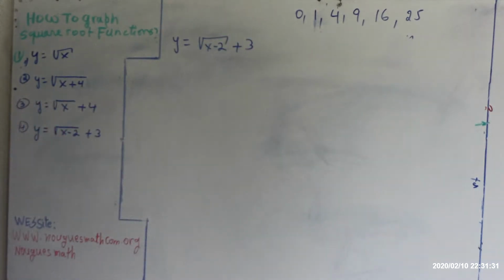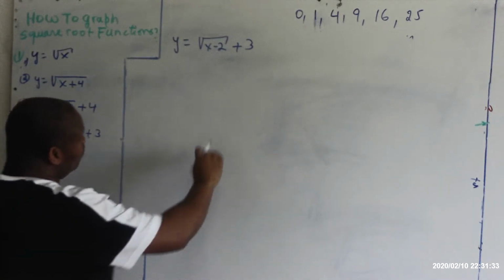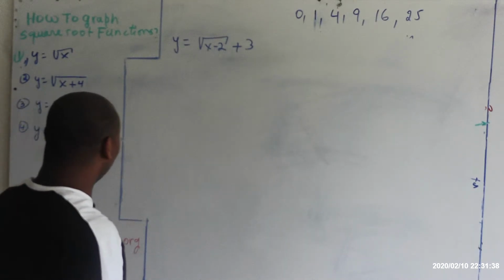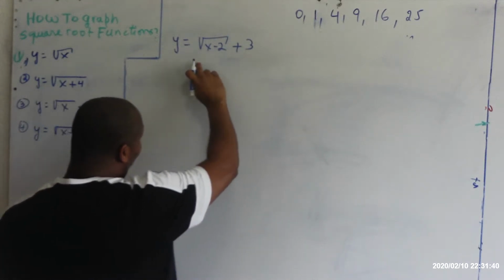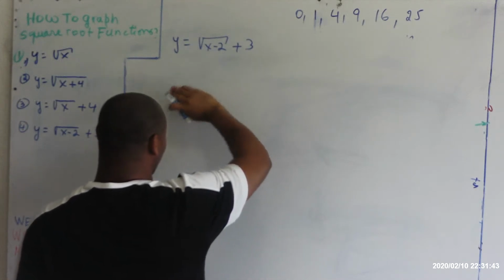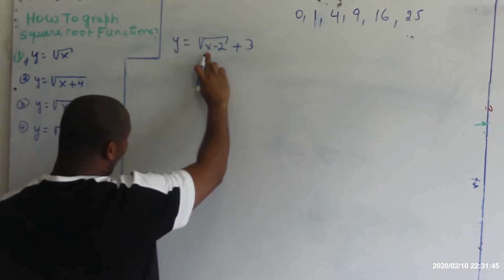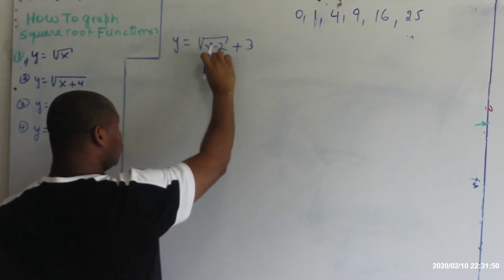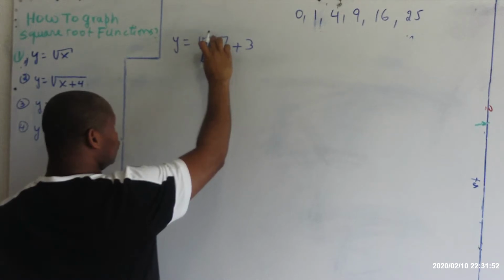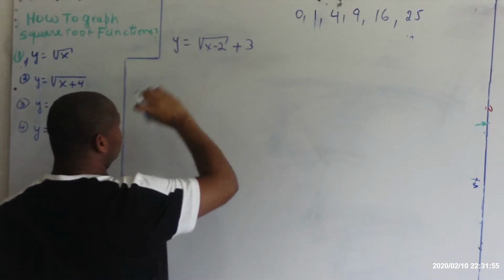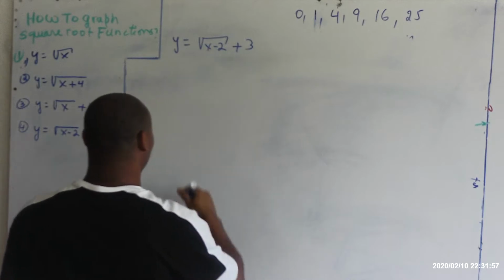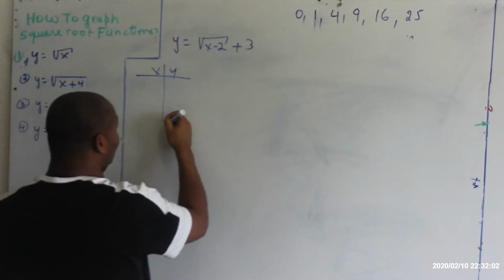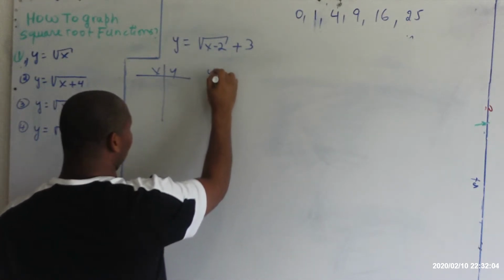Okay. So this one, even though you see it has more components, is going to be the same thing you're going to do. Just look for the possible numbers, a number that, when you subtract 2 from it, gives a perfect square under the square root, okay? So that's what we're going to do. Let's do the table, okay? X and Y.